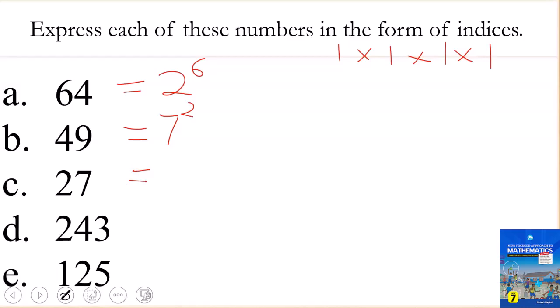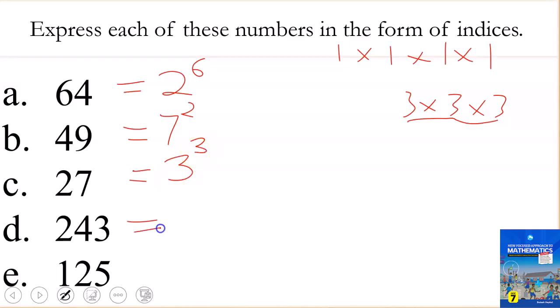When I pick 27, 2 cannot divide it, so I wouldn't choose 2. But 3, yes, because I know multiples of 3 can get us 27. I can say 3 times 3 times 3 will give me 27, because 3 times 3 is 9, and 9 times 3 is 27. So this becomes 3 exponent 3.